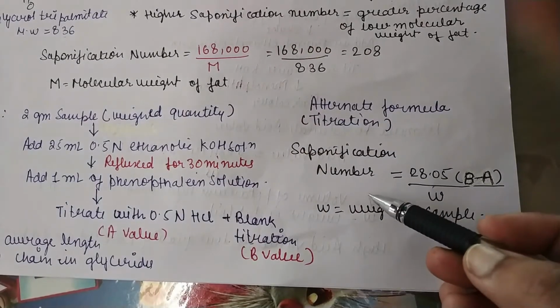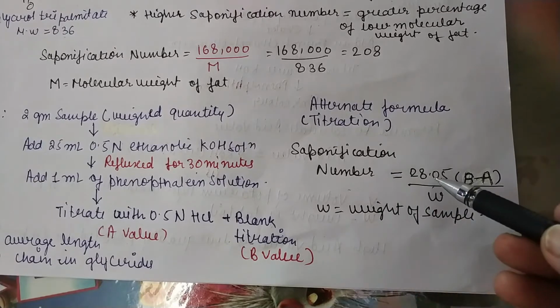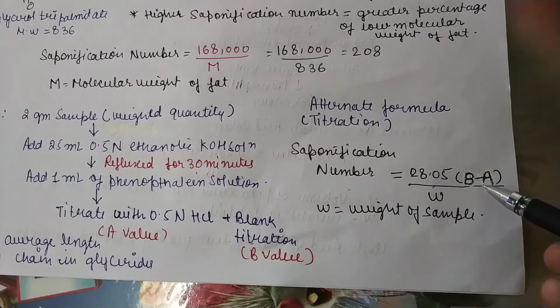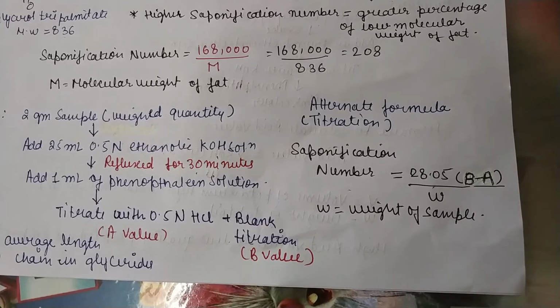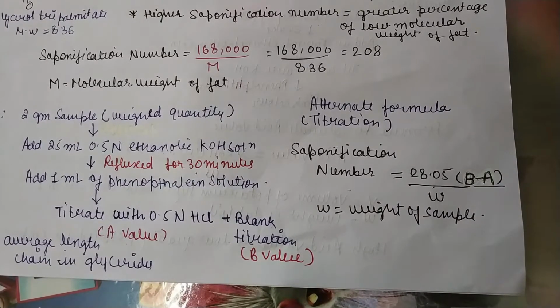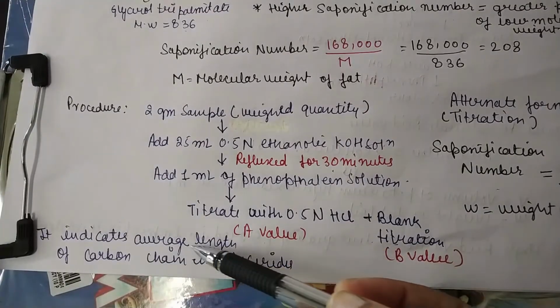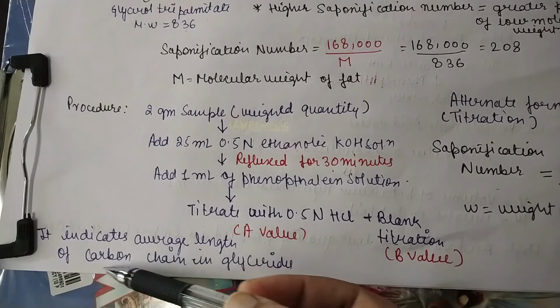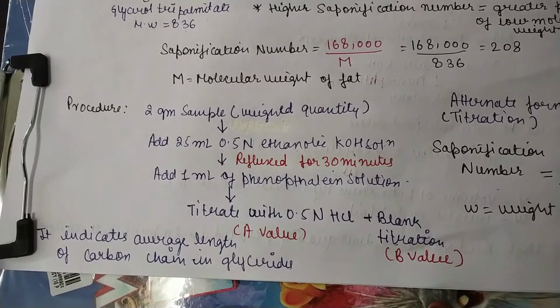Let's see the formula to calculate the saponification number in the titration method. 28.05 multiplied by B minus A, meaning the blank value minus the titration value, divided by W, where W is the weight of the sample taken for the titration. So in this way we calculate the saponification number. Generally this saponification number indicates the average length of the carbon chain present in any glyceride sample.